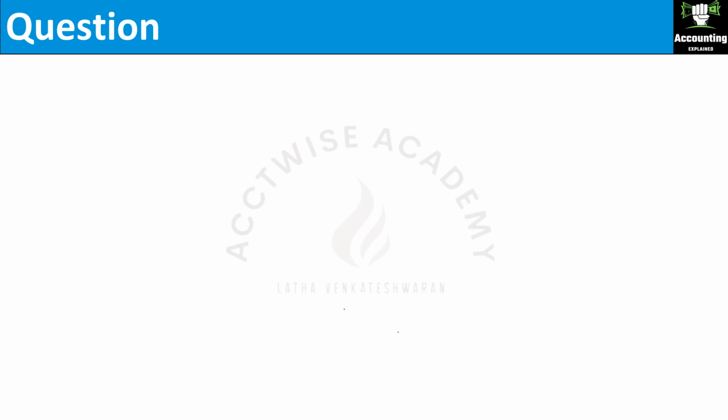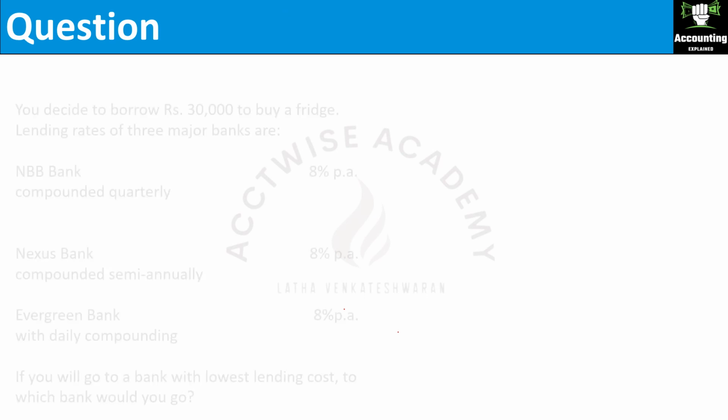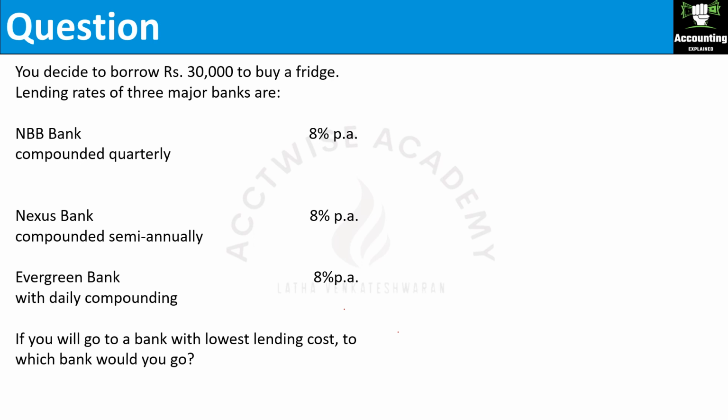Let us solve a problem on EIR. The question is, you decide to borrow rupees 30,000 to buy a fridge. Lending rates of three major banks are: NBB Bank, compounded quarterly, 8% per annum; Nexus Bank, compounded semi-annually, 8% per annum; Evergreen Bank with daily compounding, 8% per annum. If you will go to the bank with the lowest lending cost, to which bank would you go?